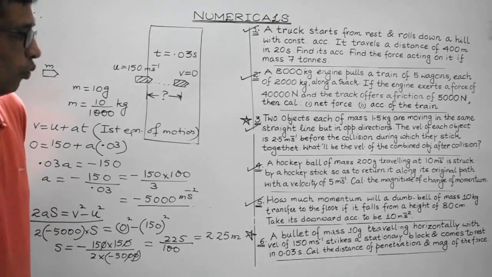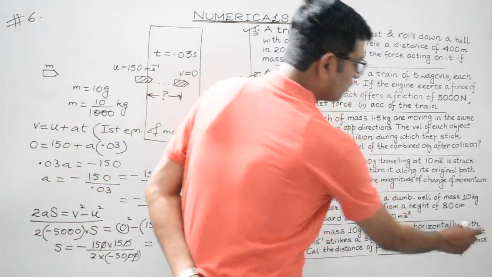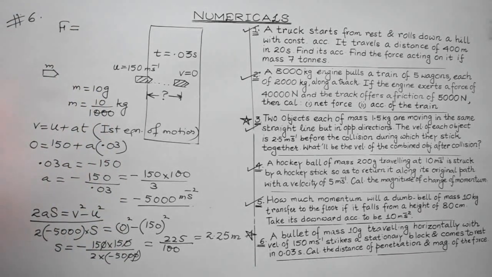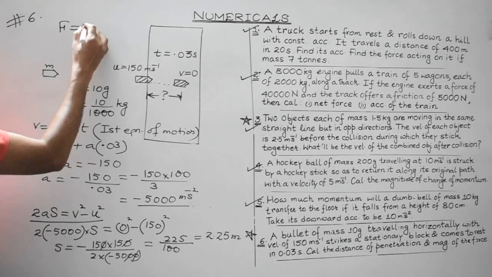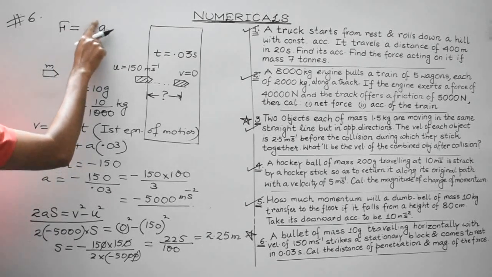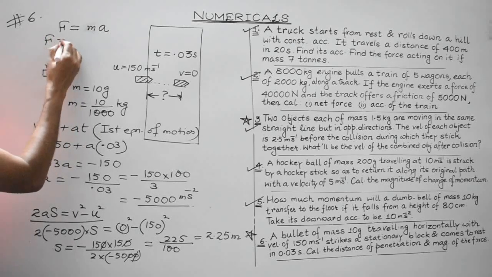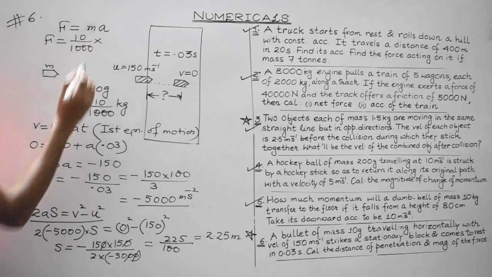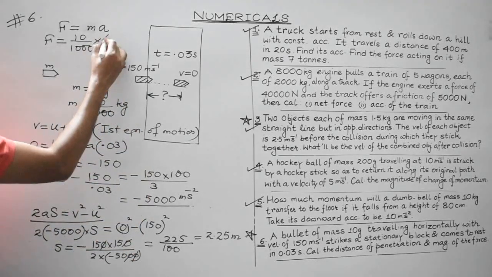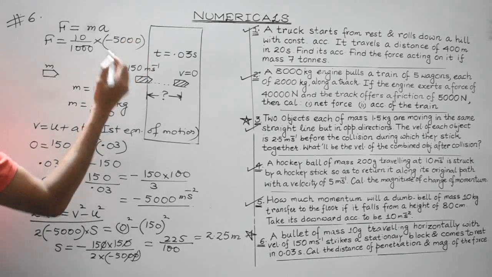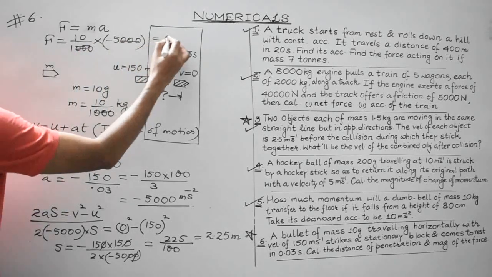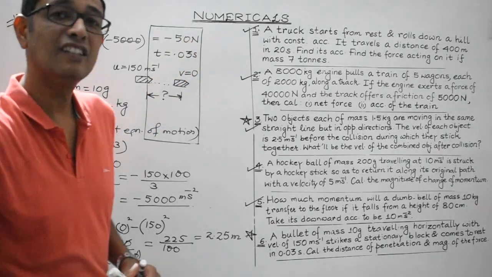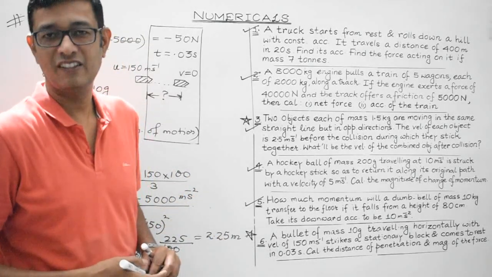Right, students? What else is to be found? The magnitude of the force. It's simple. As per Newton's second law, the measurement of force is equal to mass into acceleration, isn't it? So force would be mass, 10 gram, that is 10 by 1000 kg, multiplied by the acceleration, which is minus 5000. So that will give you minus 50 Newton. The minus sign indicates that it is a retarding force, right?